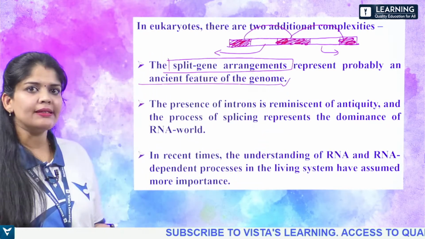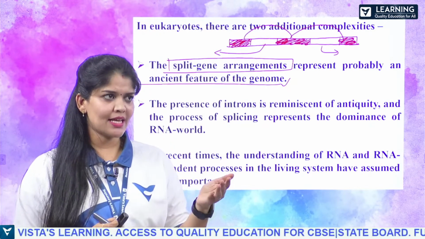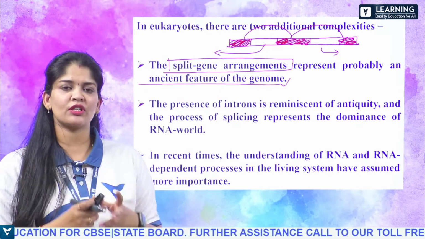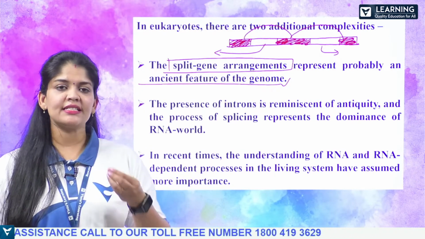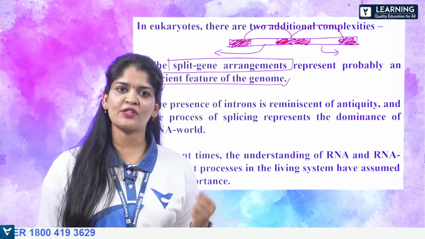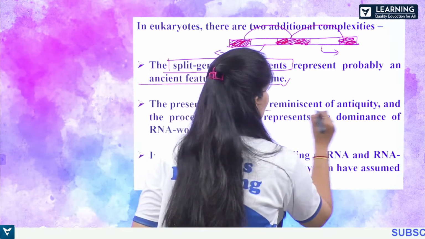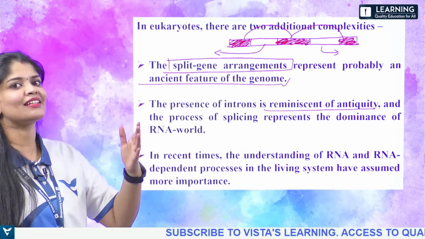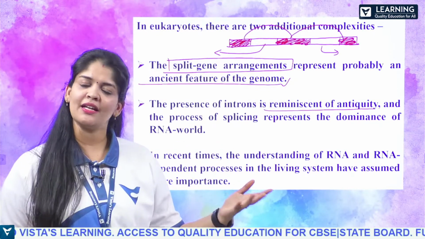While we were discussing the RNA world, we already said that RNA began as the genetic material, then it was transferred, modified into DNA because the DNA structure is more stable when compared to the structure of RNA. That is why the nucleic acid DNA has been selected as the genetic material which stores the hereditary information. The presence of the introns is a reminiscent of antiquity. It is a remembrance of the ancient time when RNA was acting as the genetic material initially, and then the genetic material was transferred to DNA.